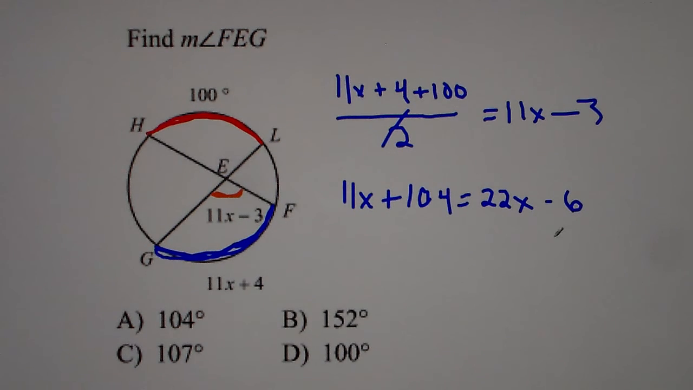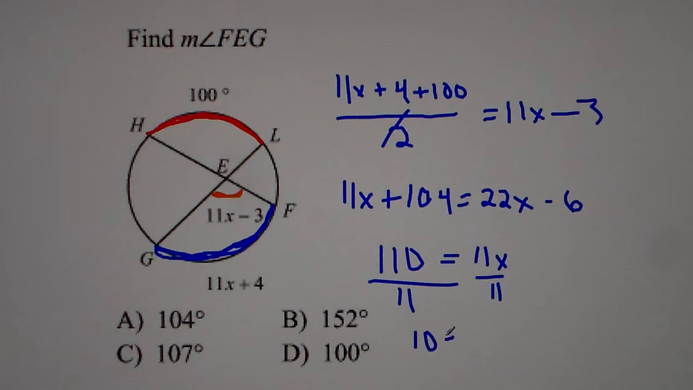Then we do our inverse operations. We add 6 to both sides. So we get 110 is equal to, we subtract 11x from both sides, which gets 22 minus 11 gets us 11. Divide by 11 to both sides. And we get 10 equals x, aka x equals 10. Now our goal is to find the big angle FEG. So we're going to find that angle, the orange one, so we're going to put 10 in for the x there. So 11 times 10 gets you 110. 110 minus 3 gets you 107. So the answer for this one is C, 107.